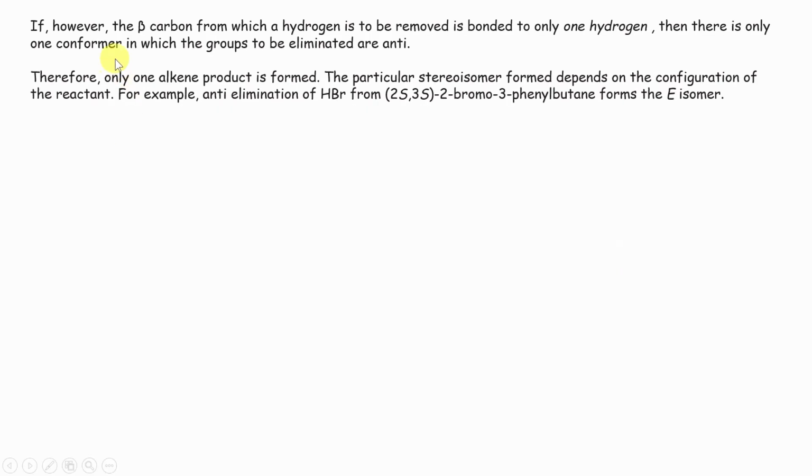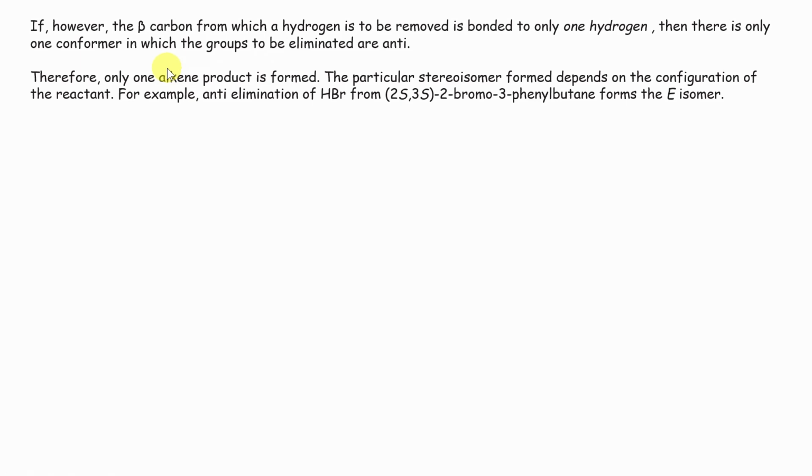Okay, if however the beta carbon atom from which a hydrogen is to be removed is bonded to only one hydrogen, then there is only one conformer, in contrast to the E2 elimination where the beta carbon atom from which two hydrogen atoms are to be removed, as we discussed earlier.